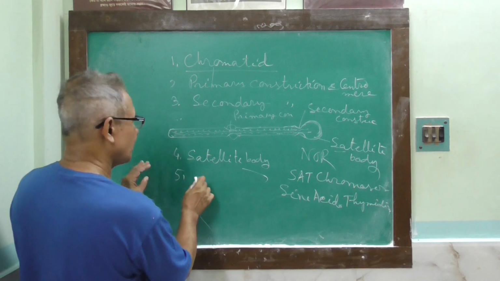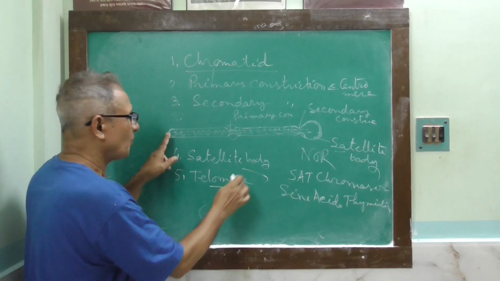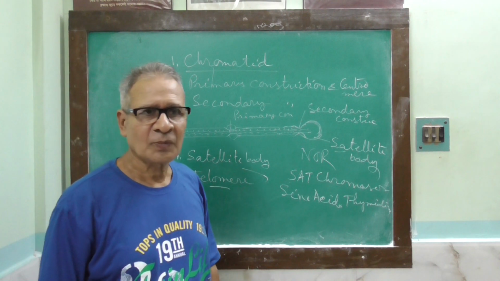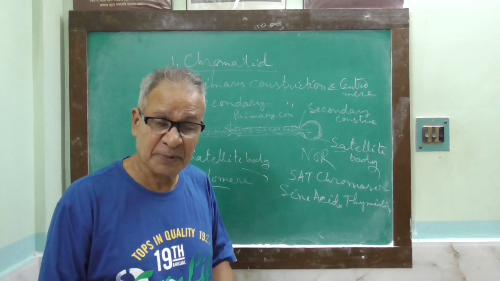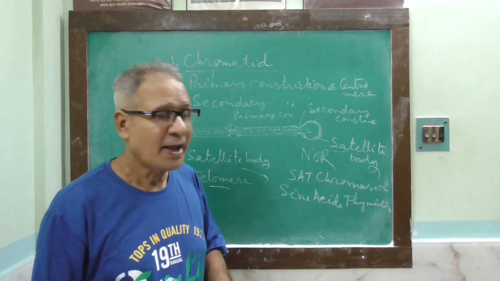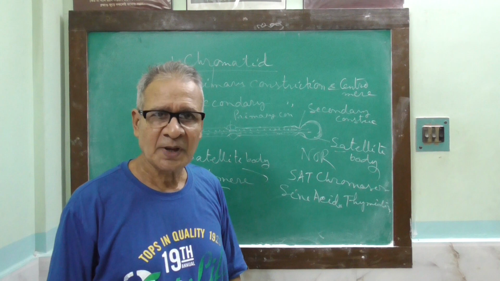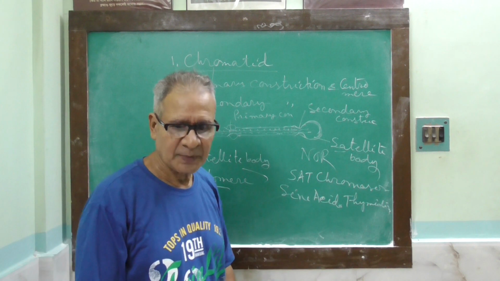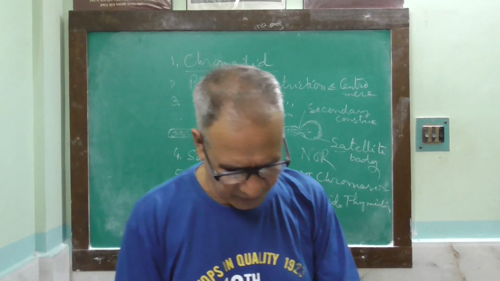Next, telomere. Both ends of the chromosome are known as telomeres, where repeated nitrogen base sequences are present. These portions of the DNA molecule are inactive, and they give definite polarity to the chromosome and prevent the joining of two chromosomes. That is the telomere.